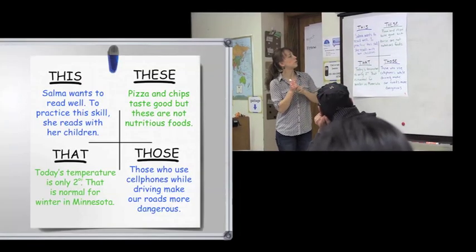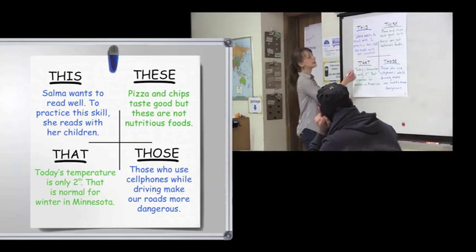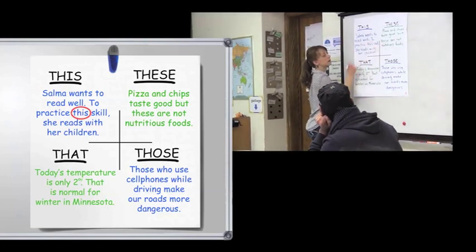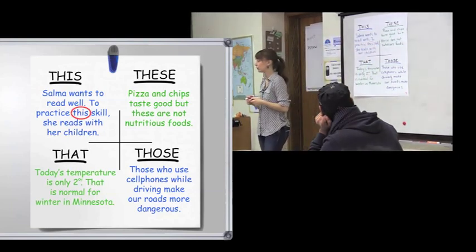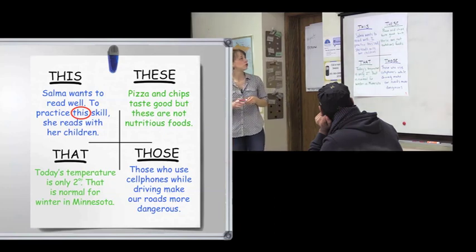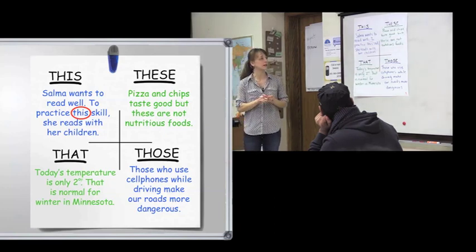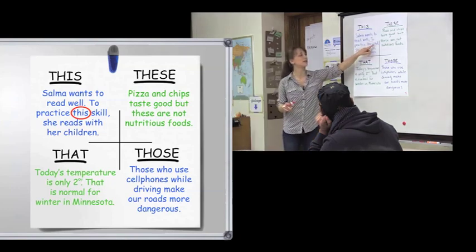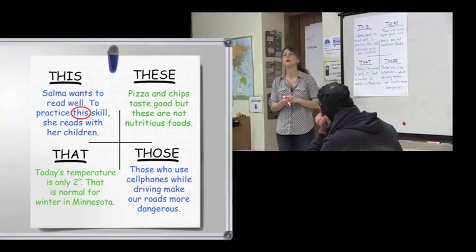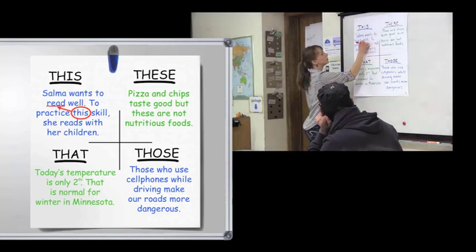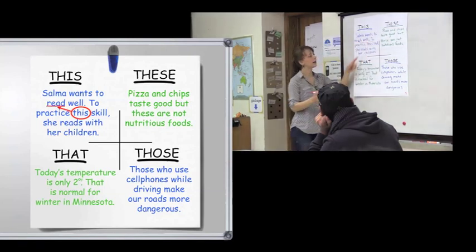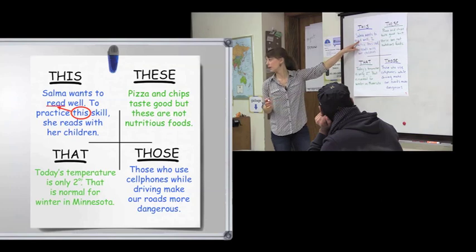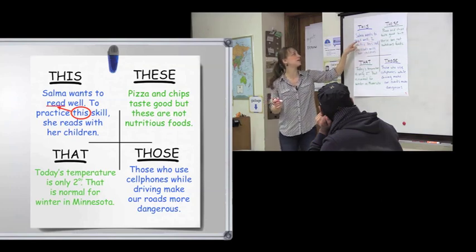Selma wants to read well. To practice this skill, she reads with her children. What is this skill? Reading. Reading. Good. So I'm going to make a little arrow here to help me remember that this skill is reading.